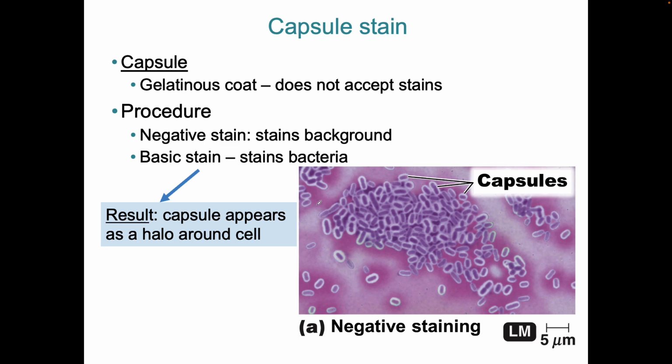The negative stain stains the background so you can see the outline of the capsule. And then you use a basic stain, or just a positively charged ion, that will go in there and actually stain the bacterium, but the capsule still doesn't get stained. And so what you end up seeing is this halo, and the halo represents that gooey, sticky capsule on the outside.